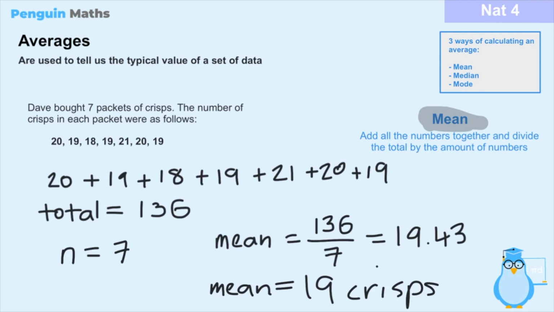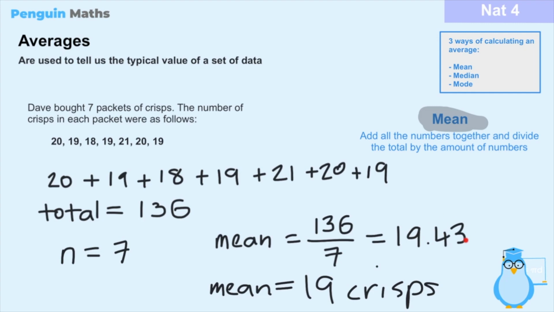So again, to calculate the mean, what we do is add all of the numbers together that we have, and then we divide this total by the amount of numbers that we have. So in this case, the amount of things that we had was 7. So we had 136 divided by 7, and that gave us 19.43.